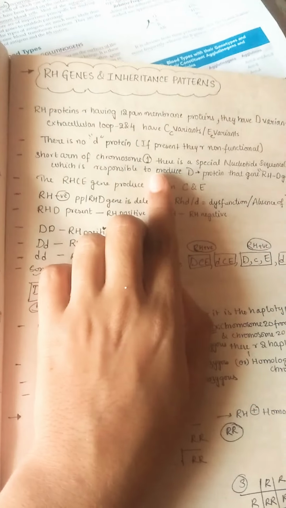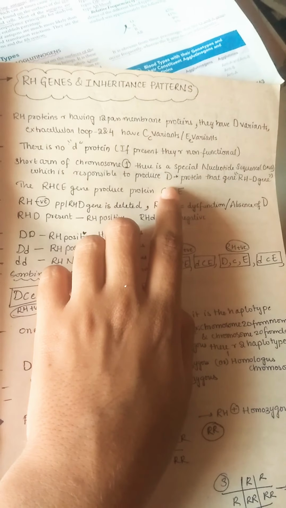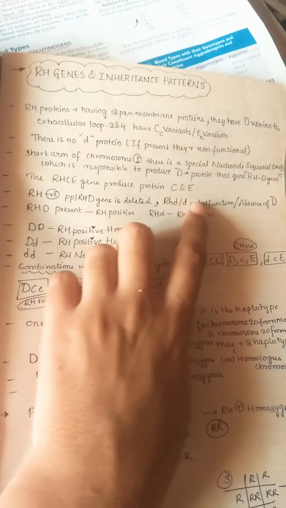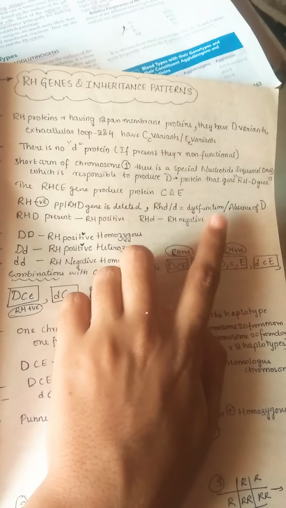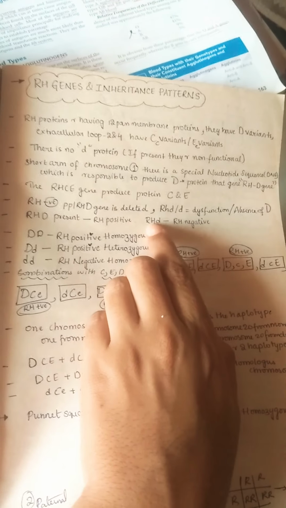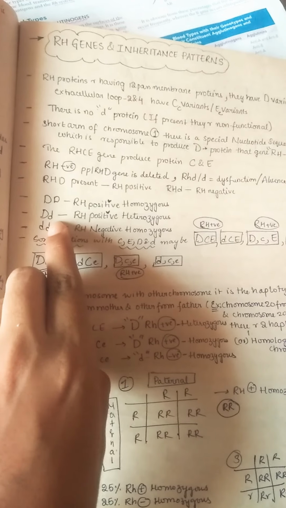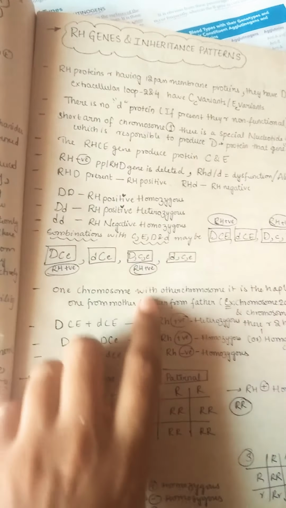On the short arm of chromosome 1, there is a special nucleotide sequence which is responsible for producing the capital D protein gene, that is the RHD gene. So the RHCE gene produces proteins like C and E, and in Rh negative people the RHD gene is deleted. RHD small d is dysfunctional or absence of D. If RHD is present, Rh positive; small d means Rh negative. So DD is Rh positive homozygous, Dd is also positive because of capital D, heterozygous positive, and small dd is homozygous negative.